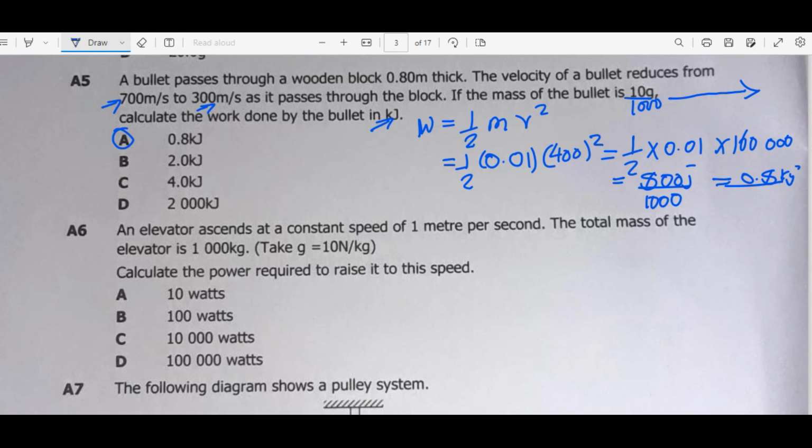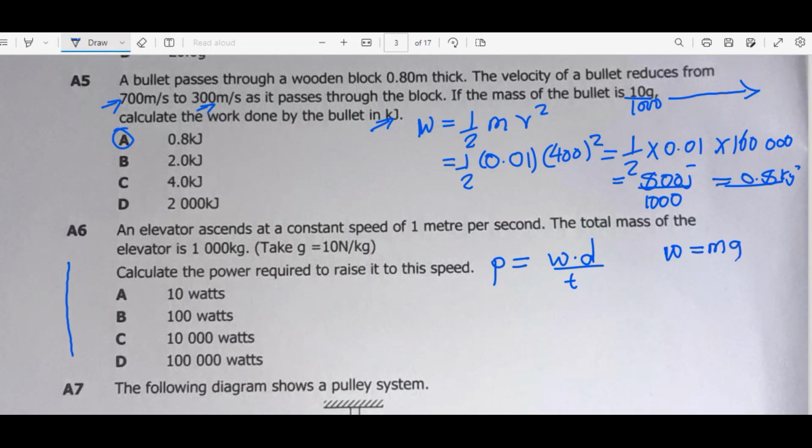Question 6. An elevator ascends at a constant speed of 1 meter per second. The total mass of the elevator is 1000 kilograms. Take gravity is equal to 10. Calculate the power required to raise it at this speed. Power is equal to work done over time. Work done, for this one, we are looking at the work done against gravity. So we use the formula for potential energy since we are given mass and the height.